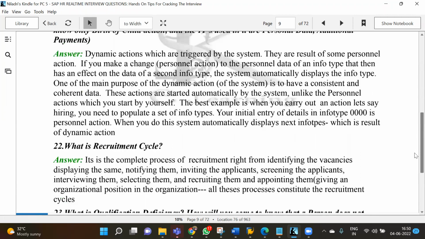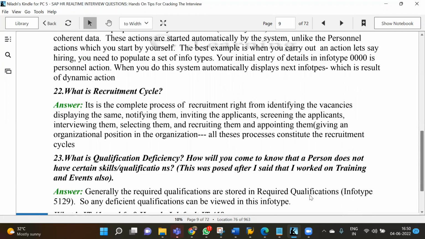Then the next one is the recruiting cycle, but this is again common whether you're working in SuccessFactors or SAP HCM. So what is the recruitment cycle? This is the complete process starting from vacancy creation to displaying it, notifying, and inviting applicants. The entire thing can be done in SAP HCM also.